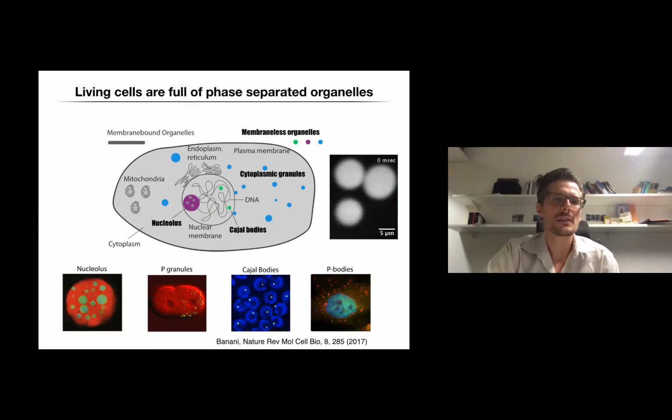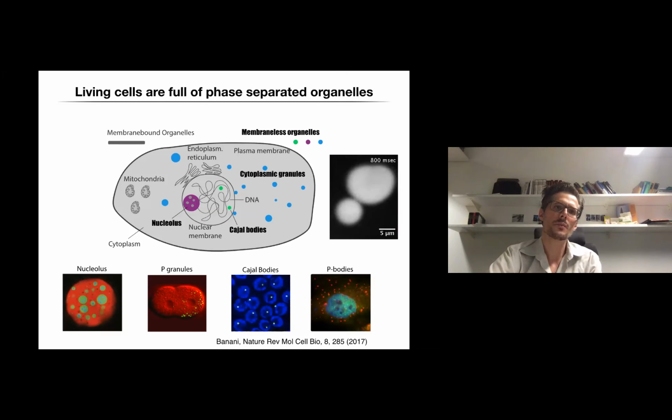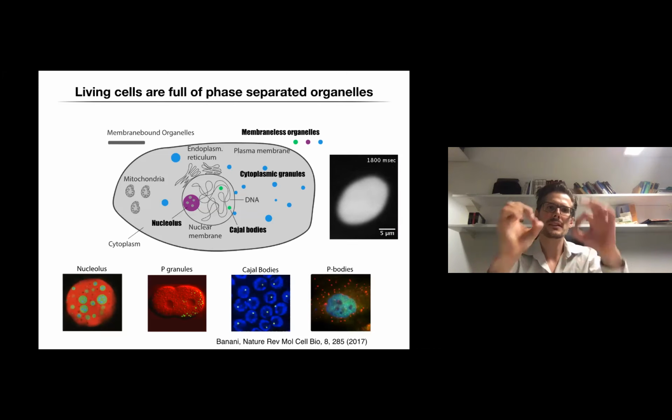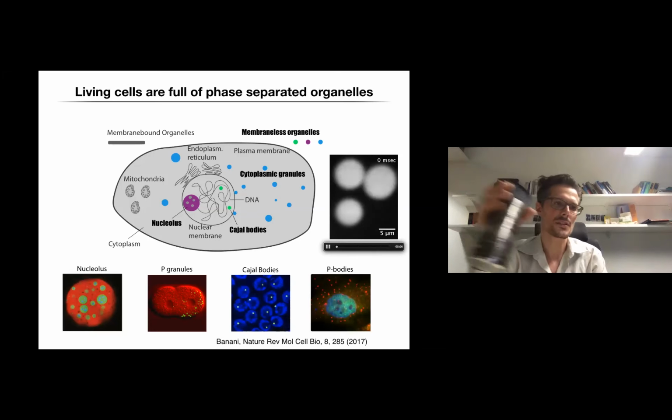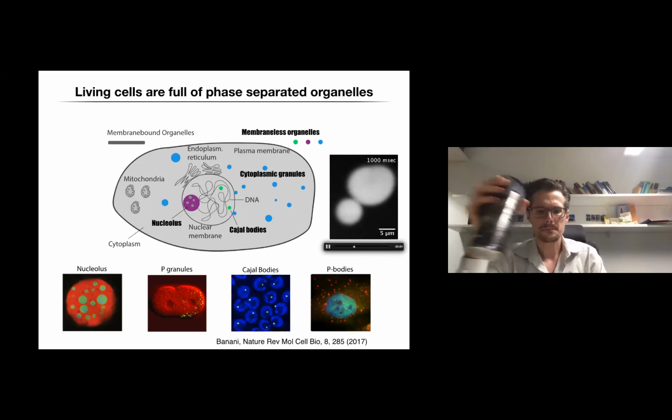And here I have a simple movie of a protein drop that depicts what is happening. So you have 3 drops nearby, and you see them fusing and then relaxing to a spherical shape, as you would expect from a condensate that has a surface tension.